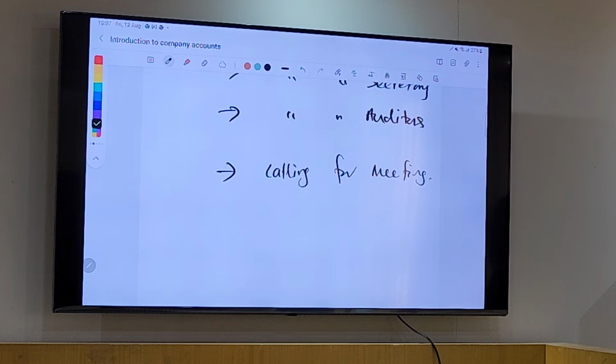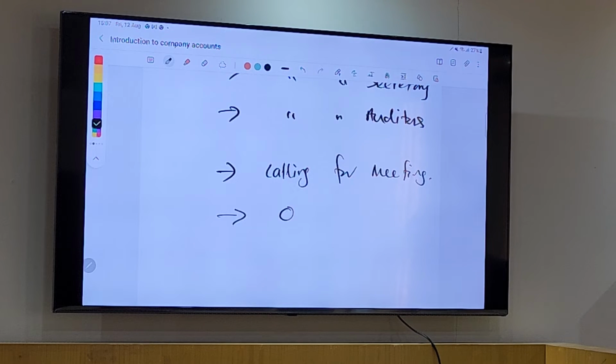So in a meeting, this document will say what is the quorum, the minimum number of shareholders or attendees who should come to that meeting. Then only you run the meeting. All that information, the articles of association will have.